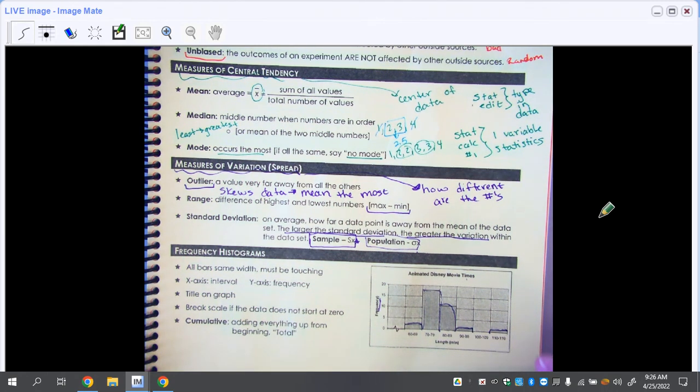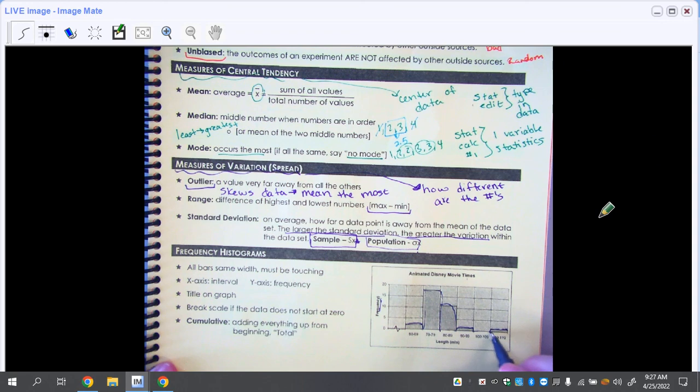They also need to all be touching, which I realize if you look over here, it's not touching, Mrs. Pelkey, but it actually is. This just means that there are 0 values right here from 100 to 109. So it is actually touching. Notice we have a break in the graph because I'm skipping over numbers, just like any other of our graphs that we have here.